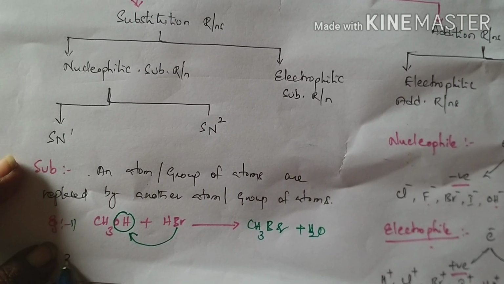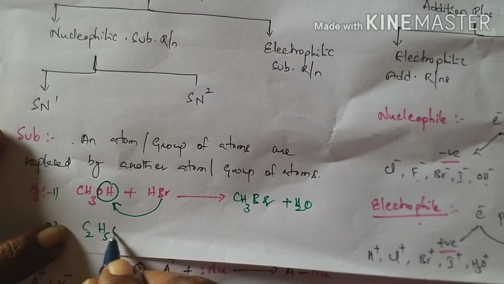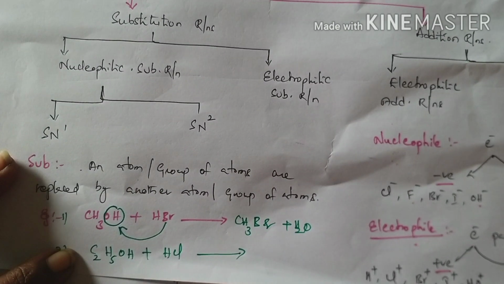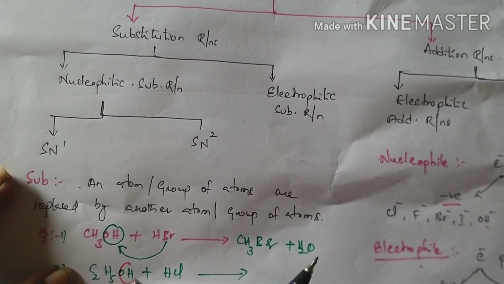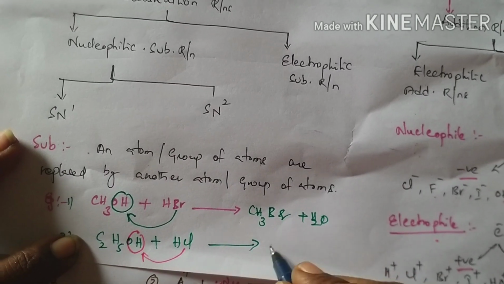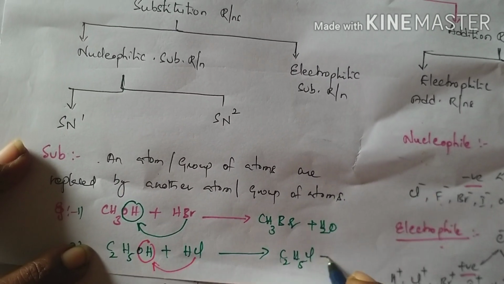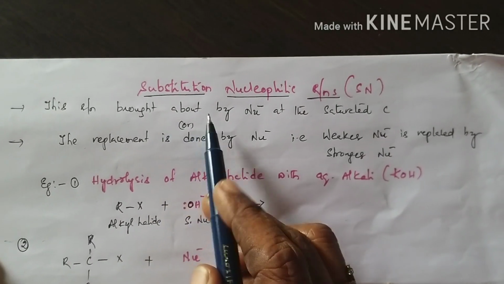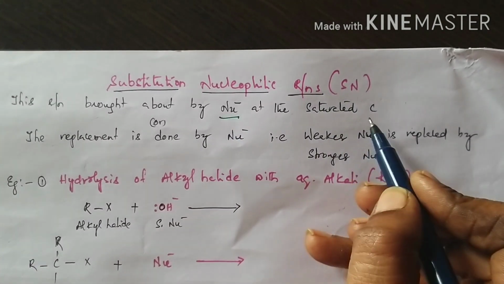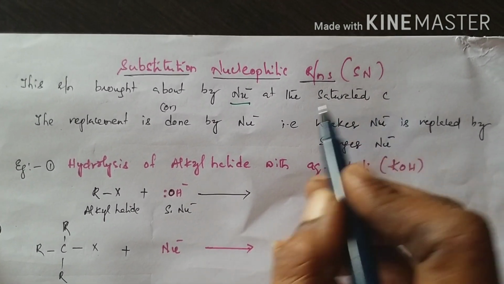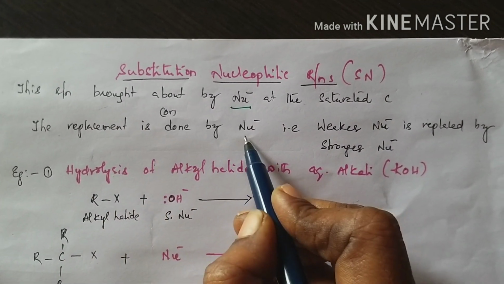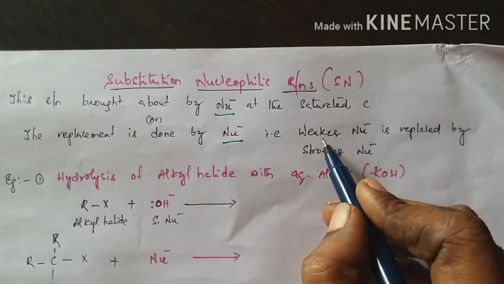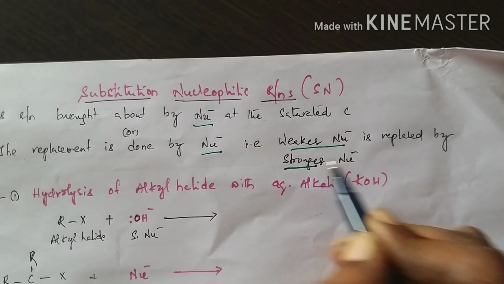Another example: if you take ethyl alcohol, C2H5OH, and HCl, the OH group is replaced by a chlorine group, hence we get C2H5Cl plus H2O. Substitution nucleophilic reactions are brought about by a nucleophile at a saturated carbon. The replacement is done by a nucleophile, hence these are called substitution nucleophilic reactions. Usually a weaker nucleophile is replaced by a stronger nucleophile.